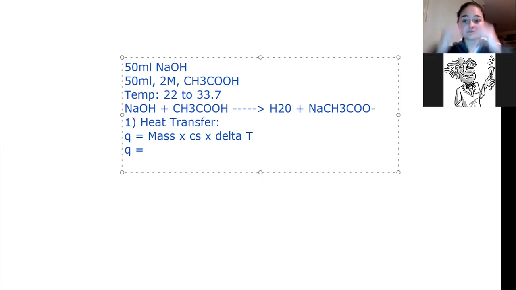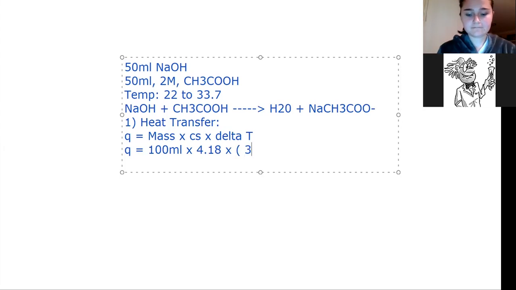Our mass is 100 milliliters. I'm in agreement. Do you want to put that in liters if we wanted to? You don't have to. Okay. Next we've got the specific heat capacity of our water. Perfect. Then we've got our change in temperature, which is from 22 to 33.7.